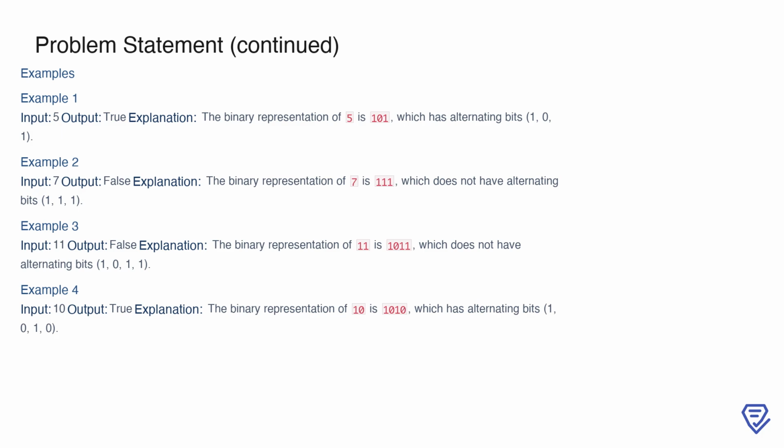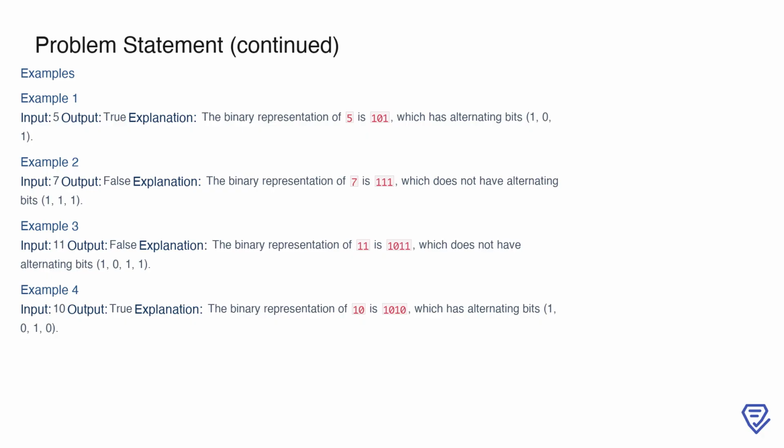In the first example, the input is 5. The binary representation of 5 is 101, which alternates perfectly between 1, 0, and 1, so the output is true. In the second example, the input is 7. The binary representation of 7 is 111, where all bits are consecutive ones, meaning it does not alternate, so the output is false. Similarly, in the third example, the input 11 has a binary representation of 1011. While it starts with an alternating pattern of 1, 0, and 1, the last two bits are both 1, breaking the alternating pattern. Therefore, the output is false.